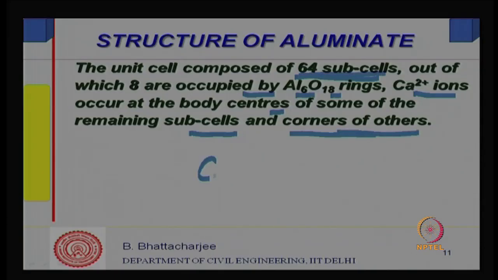So, essentially calcium ions and the Al6O18 rings are there, and calcium ions are placed at the body centered position for some of the subcells, and for the remaining subcells they remain at the corner.